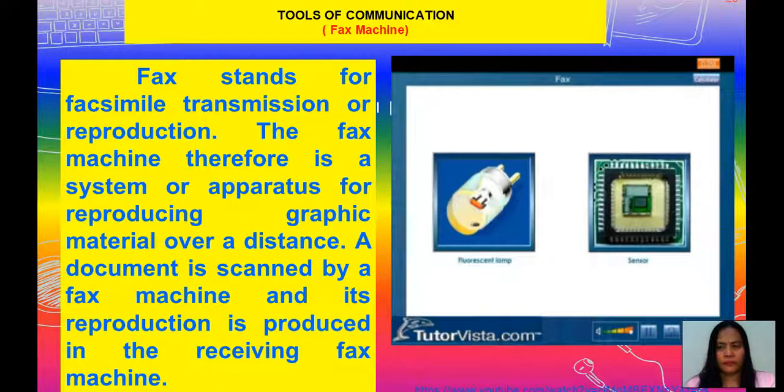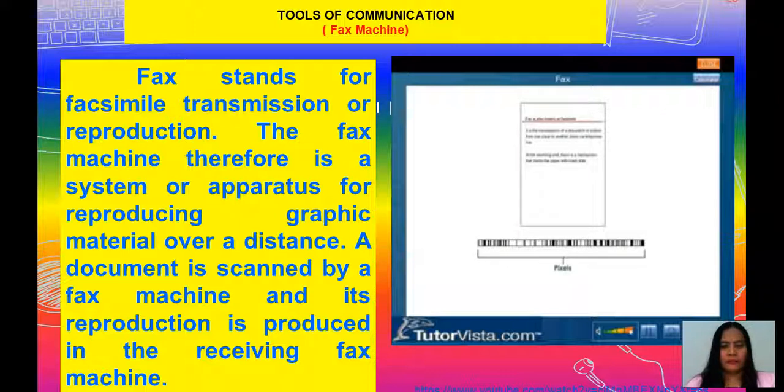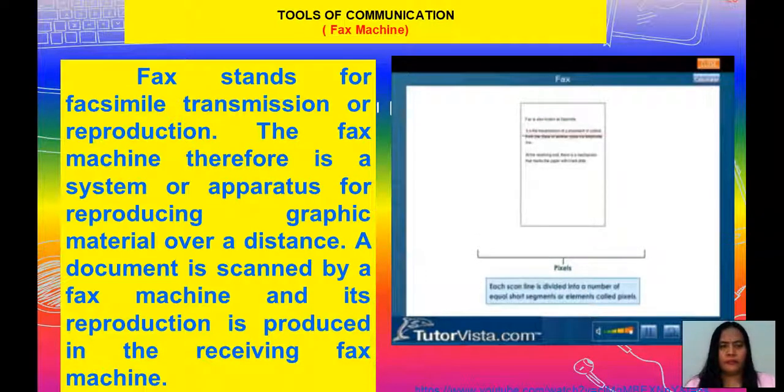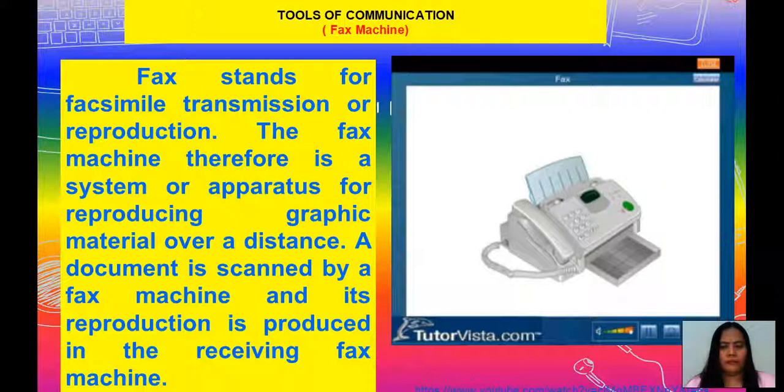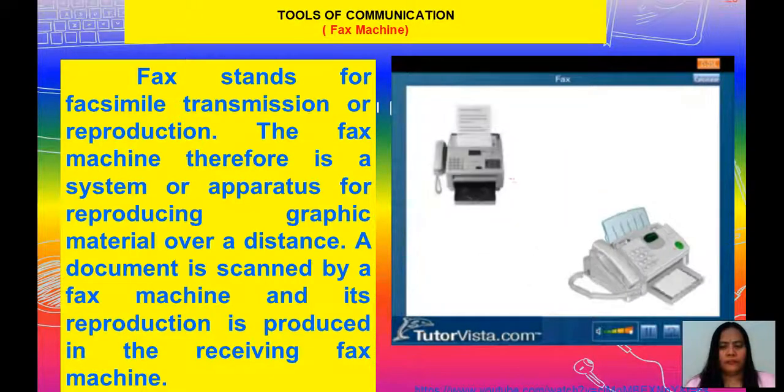In a fax machine, there is a sensor which scans each line on the document, which is illuminated by a fluorescent lamp. Shown here is a scanned line. Each scanned line is divided into a number of equal short segments or elements called pixels. This group of parallel lines are transmitted through the phone line. At the receiving end, there is a mechanism to mark the paper with black dots. Each pixel is converted into an electrical current which is sent to the receiver. The receiving fax puts the picture elements together as it receives them until a copy of the original is made.